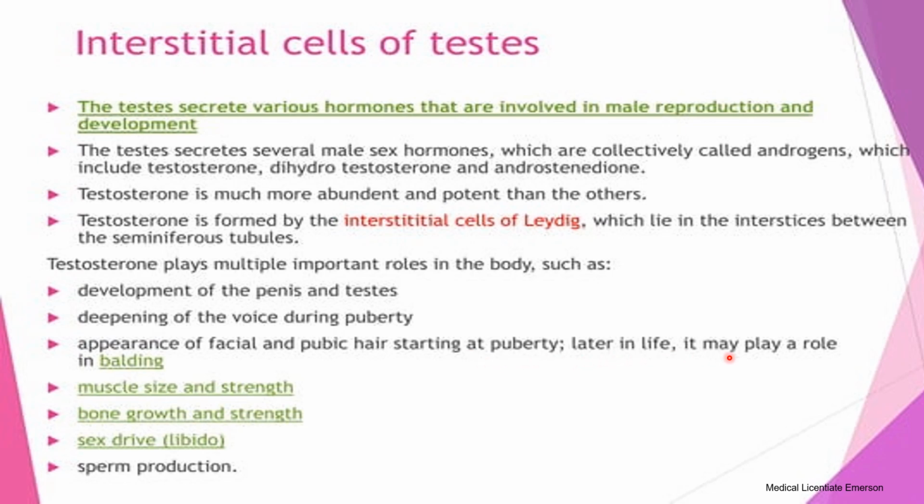Then later in life, it may play a role in bonding. Then you have muscle size and strength, bone growth and strength, sex drive, which is of course libido, and of course sperm production. Specifically, testosterone is one which helps the sperm mature. After sperm production, testosterone is one which gives the final touches of sperm production and maturation.